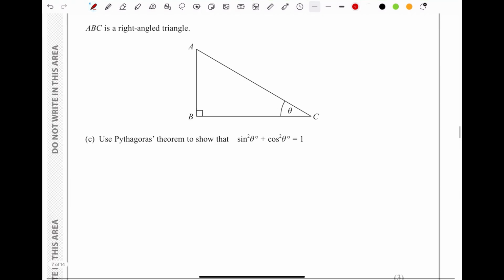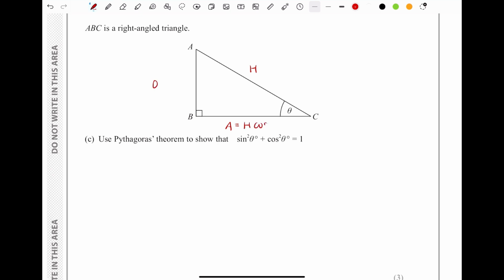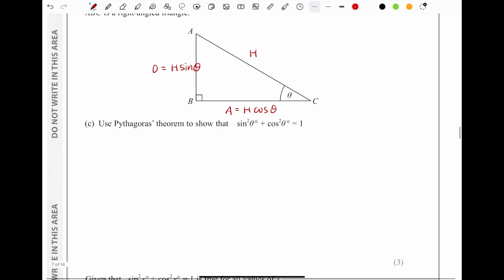Okay, so next part, we are told that triangle ABC is a right angled triangle. And what we need to do is to use Pythagoras theorem to show that sine squared theta plus cos squared theta is 1. Now first, we need to label the sides. AC is H, BC is A, and AB is O. A is H cos theta, O is H sine theta by using sine and cosine scale factor.